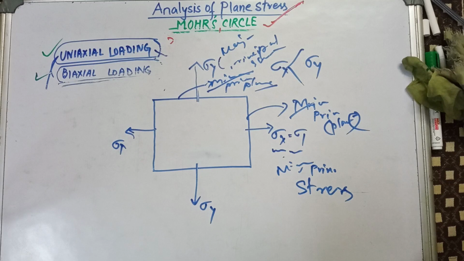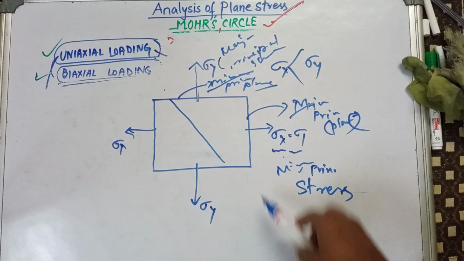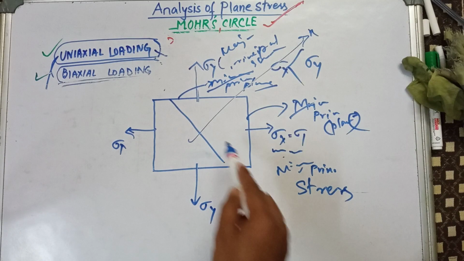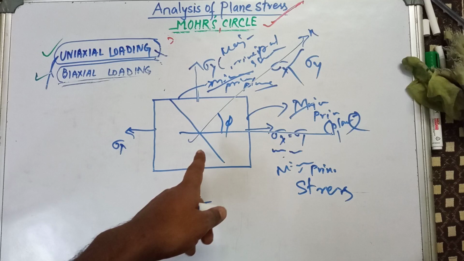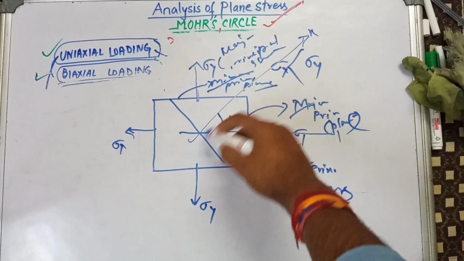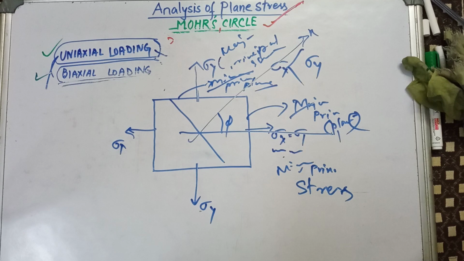Now you will say, sir, there may be a plane like this where there will be normal stress and shear stress both induced. There may be a particular plane like this. How to define the orientation of the plane? Draw the normal, draw the x-axis. With the x-axis, we are taking the angle phi. Some books might take the angle phi with respect to the y-axis also. They will draw the normal and they might take the angle with respect to the y-axis also. So, be careful with what you are doing. Is it clear? Everything I'm writing on this whiteboard has a meaning. It has got a definite purpose.